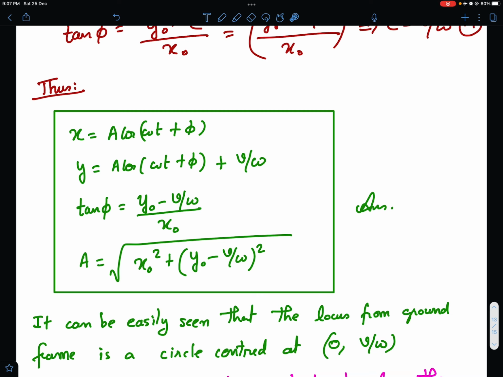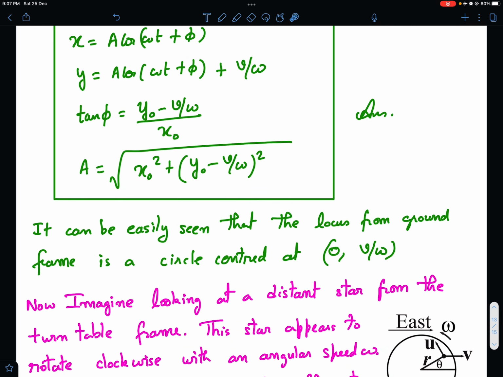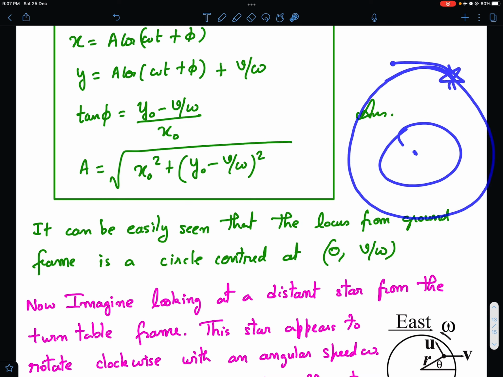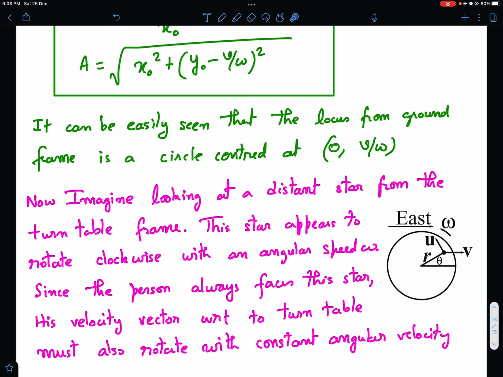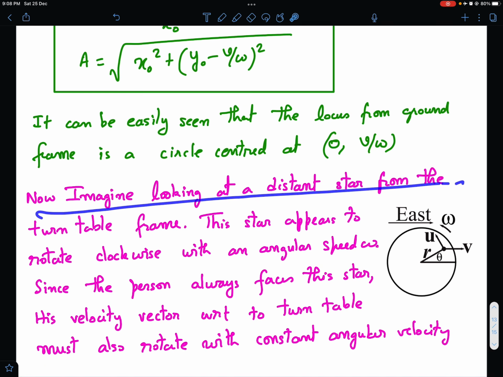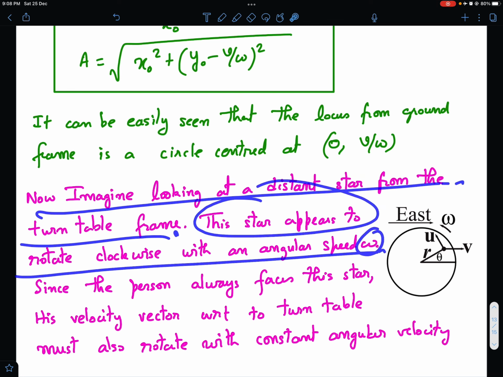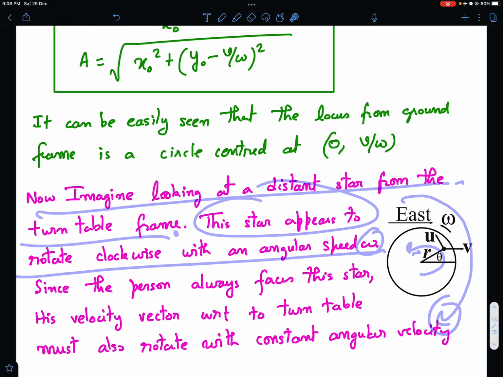What happens from the turntable frame is that your turntable is rotating with omega, so for you, from the turntable frame, that star will appear to be rotating with omega. Turntable will appear stationary, but that star will appear to rotate with omega. So that's what I've written. Now imagine looking at a distant star from the turntable frame. This star appears to rotate clockwise with an angular speed omega, because the turntable is rotating anti-clockwise, so the star appears to turn clockwise.